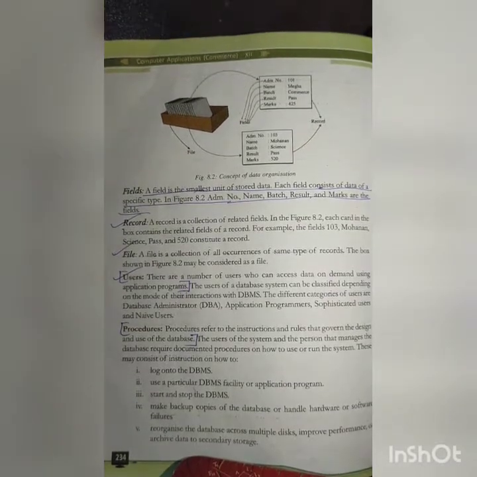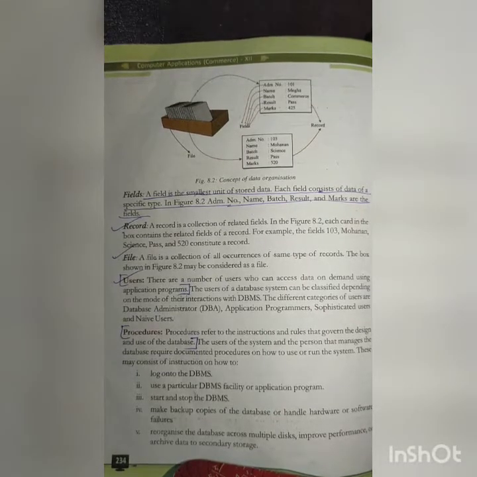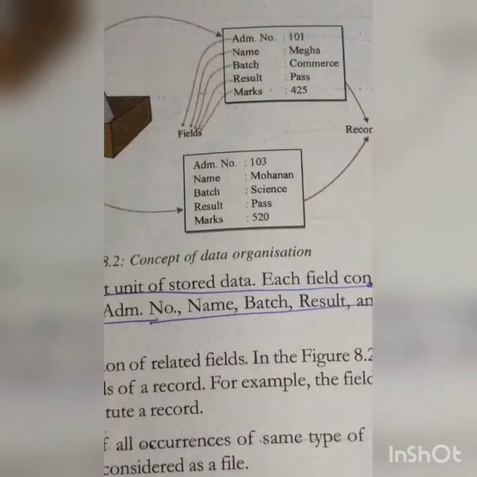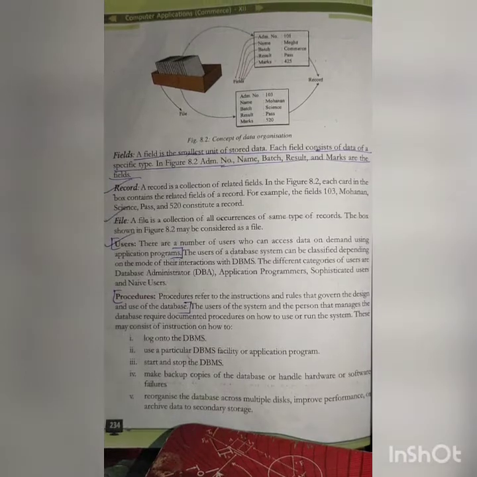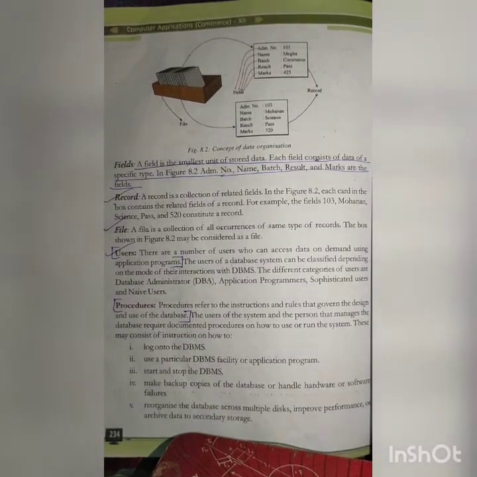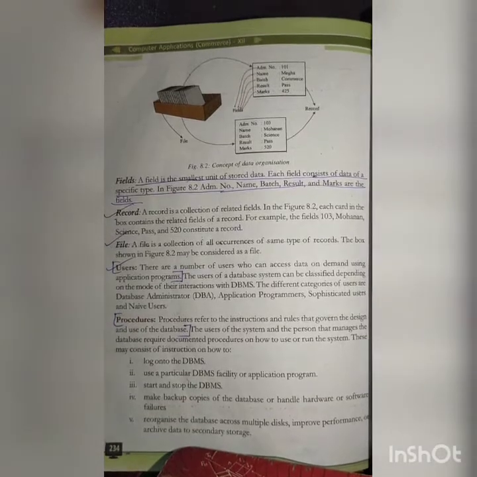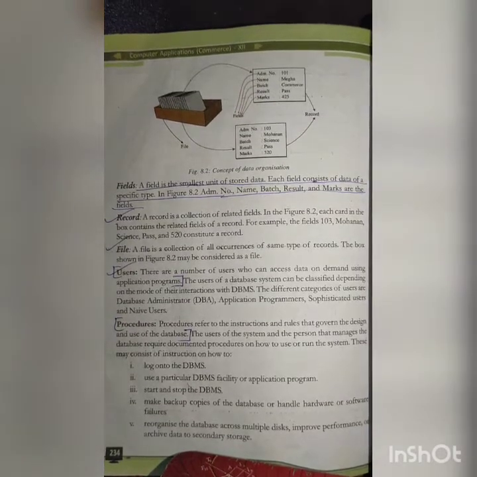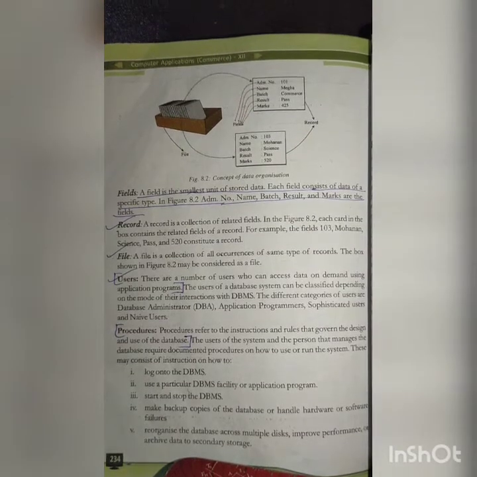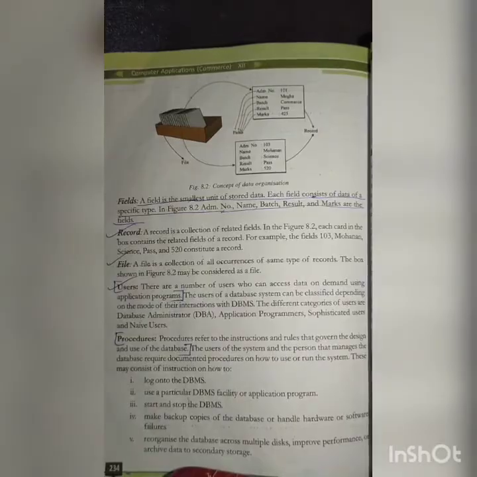In figure 8.2, admission number, name, batch, result and marks are the fields. Second one, a record. A record is a collection of related fields. In figure 8.2, each card in the box contains the related fields of a record. For example, the fields 103, Mohanan, science, pass and 520 constitute a record.